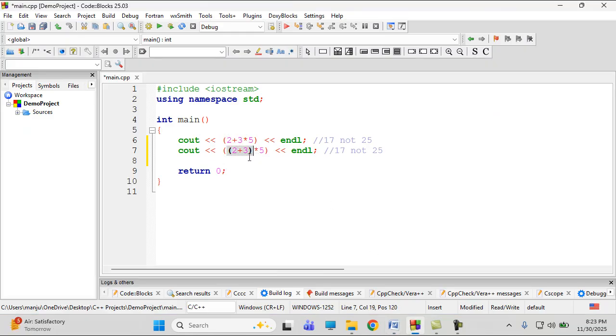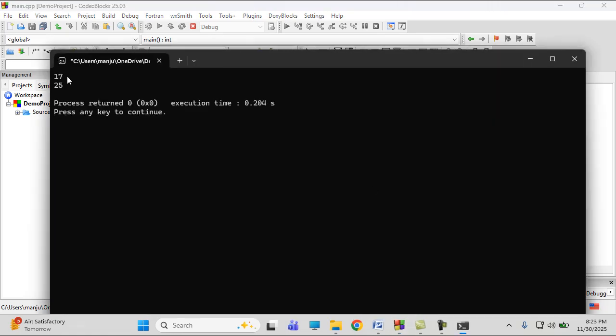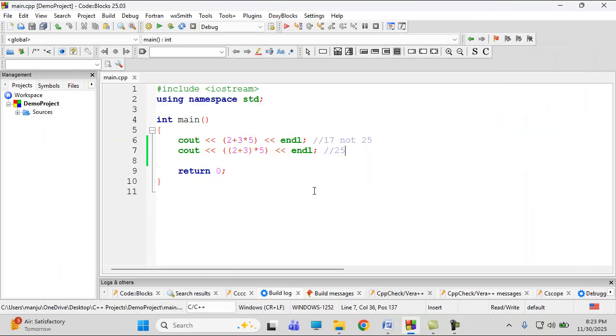2 plus 3 is 5, 5 into 5 is 25. This time you get the answer 25. So the first answer will be 17, second answer will be 25. If I say build and run, you see that you get this 17 and then 25. So that is the most important concept to understand while discussing operators. That is precedence of operators, or simply we say operator precedence.